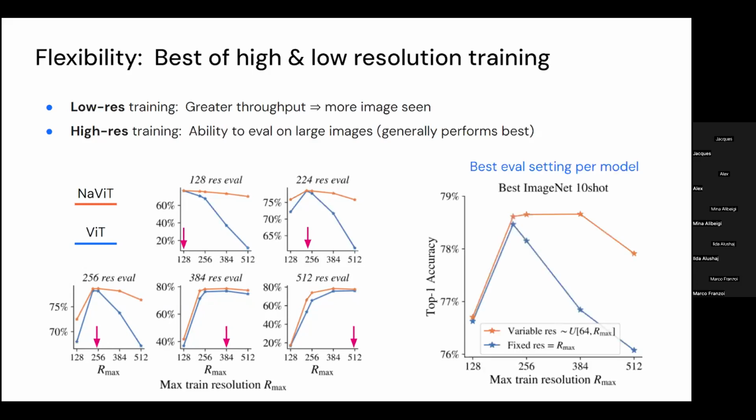And so if we sweep across all evaluation resolutions and pick the best eval setting per model, we can see that the native model is always performing better, and at particularly high resolution is performing much better than the fixed resolution model, because at those high resolutions, it's seen a few high resolution images, but also plenty of low resolution images. So it's seen a requisite large number of images, whereas the ViT model hasn't been able to because it's only been trained on that one resolution.